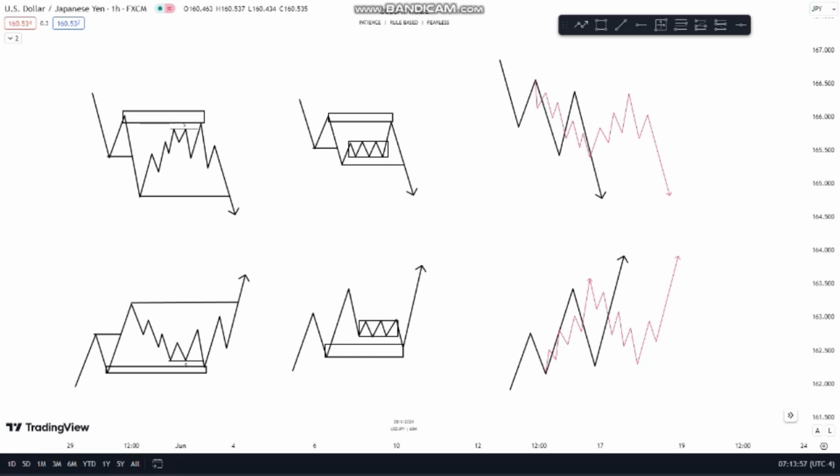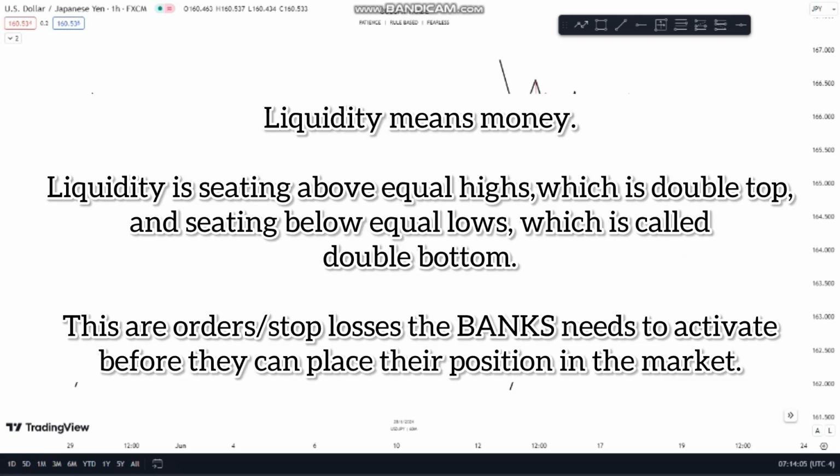In this video, I'll be teaching you guys about liquidity. Everything you need to know about liquidity. Liquidity means money. Liquidity is sitting above equal highs, which is double top, and also sitting below equal lows, which is double bottom. These are orders or stop losses that the banks need to activate before they can place their position in the market.